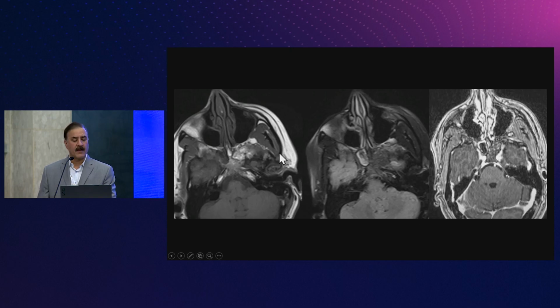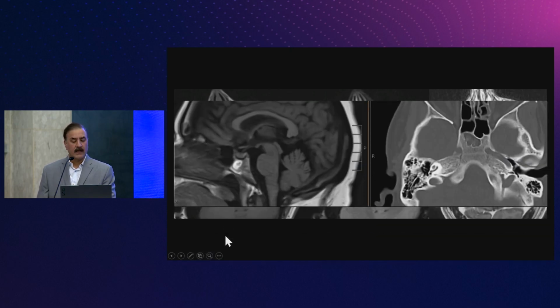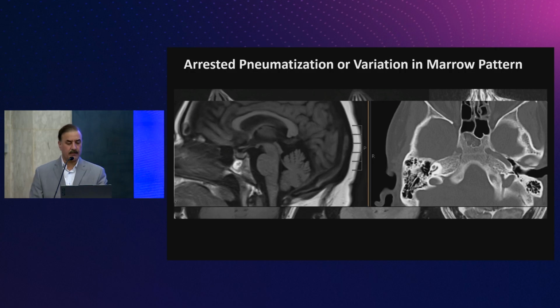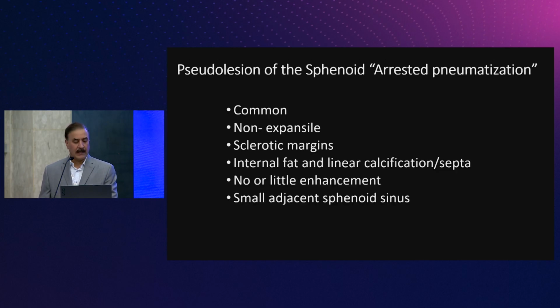No enhancement there. Fat has saturated out. And this is another lesion, exactly the same signal intensity, T1 brightness on MRI. So these are all examples of arrested pneumatization, or what we now call variation in marrow pattern. So be very careful about these lesions. Do not let them biopsy this lesion, or do not yourself biopsy these lesions, because these are no-touch-me lesions.